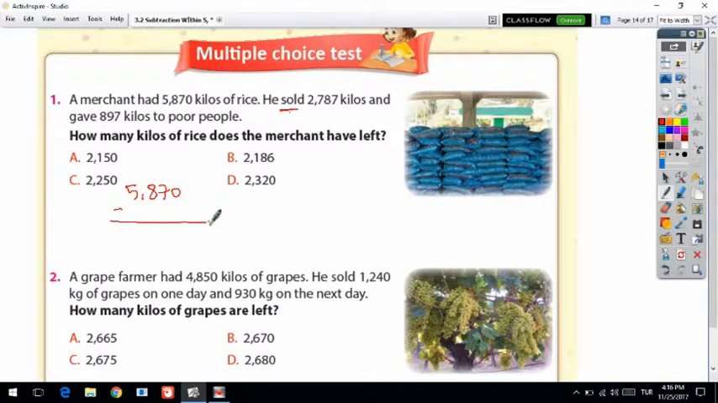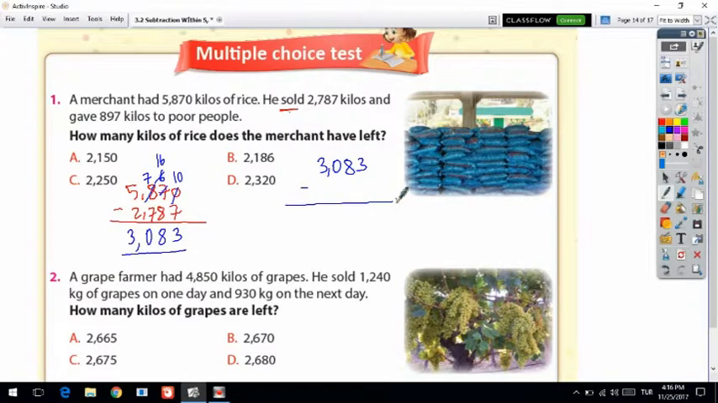So let's do it now. 5,870 minus 2,787. Now let's subtract them. 0 minus 7 we cannot, so we have to go to the next digit to get 1. 7 could be 6, then 0 could be 10. 10 minus 7 is equal to 3. So 8 will be 7, then 6. 16 minus 8 is equal to 8. 7 minus 7 is equal to 0. 5 minus 2 is equal to 3. So your answer is not final, you have to subtract again. 3,083.